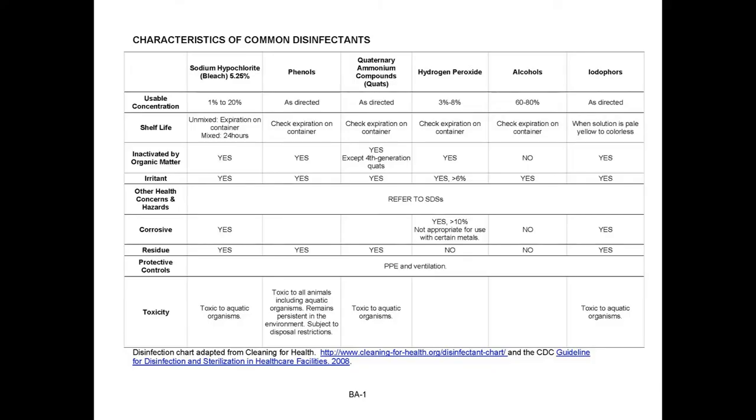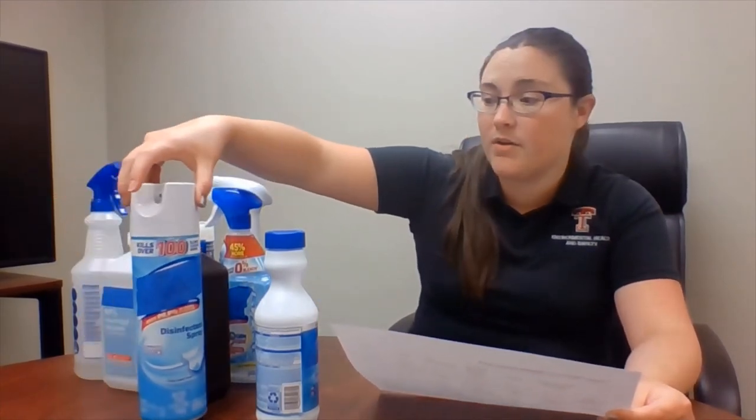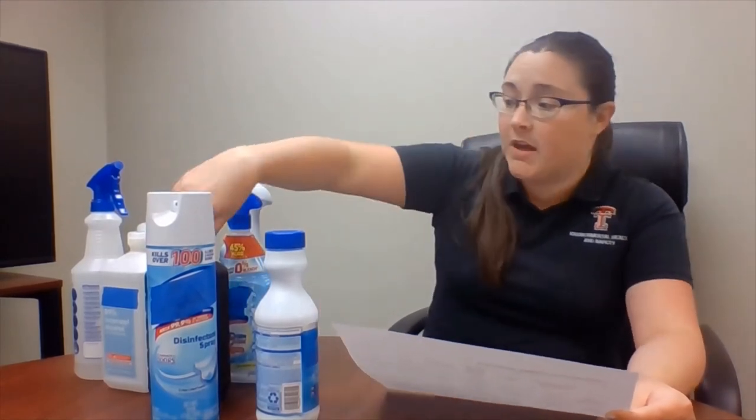There are several different types of common disinfectants that are used. We'll also provide a table of common disinfectants that gives you information such as the usable concentration, shelf life, and any of the hazards posed by these different disinfectants. Ones include sodium hypochlorite, which is your typical bleach, phenols, and quaternary ammonium compounds, which are typically in your disinfectant spray, such as Lysol. Hydrogen peroxide is a very common and cheap disinfectant.